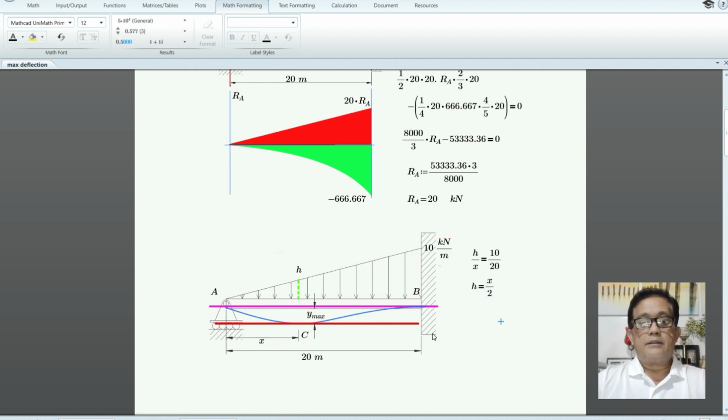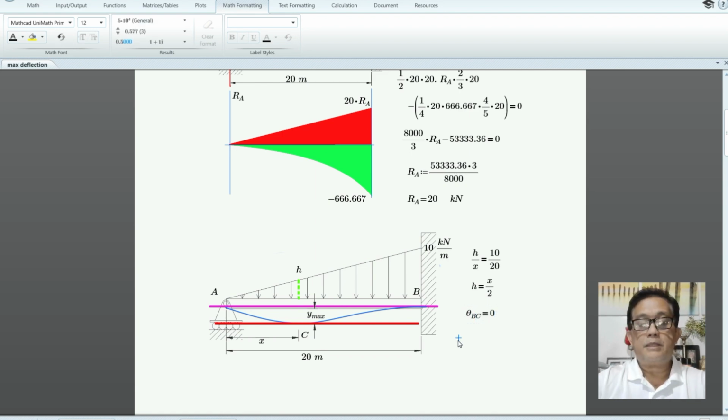Now looking at these tangent lines, you will see that at point B, the tangent line is horizontal. That means the slope at point B is 0. And then the tangent line at point C, let's call this point C, is also horizontal. That means the slope here at C is also 0. That means the change in slope from B to C is 0 because the slope at B is 0 and the slope at C is also 0. So there is no change in slope. That means theta sub BC equals 0.